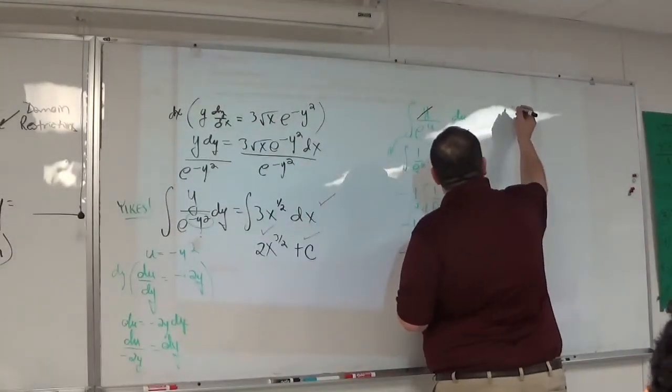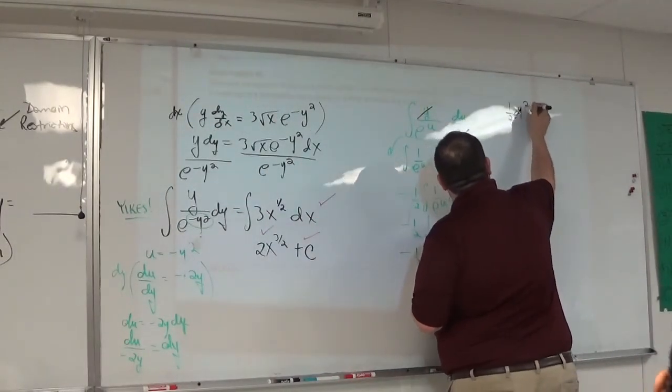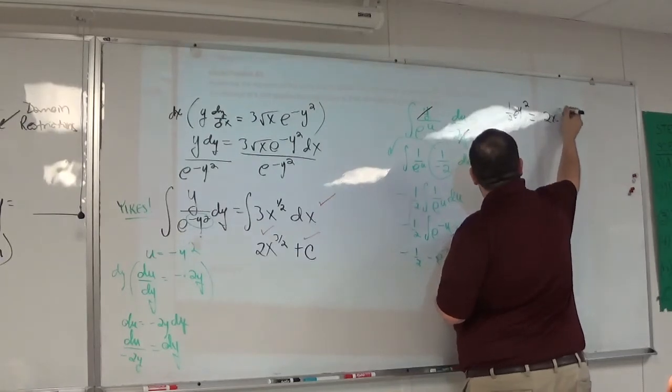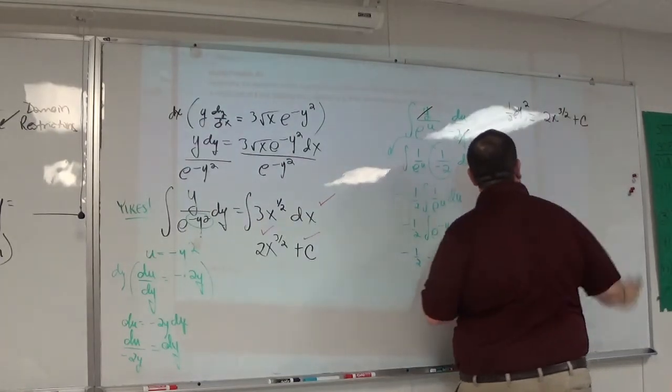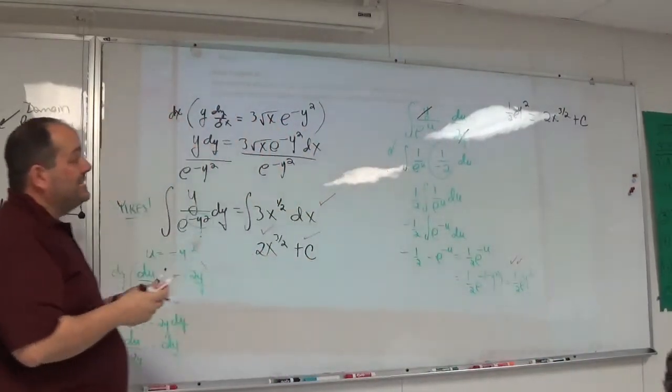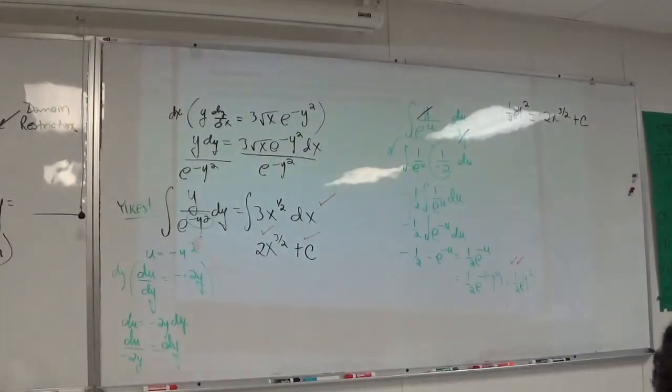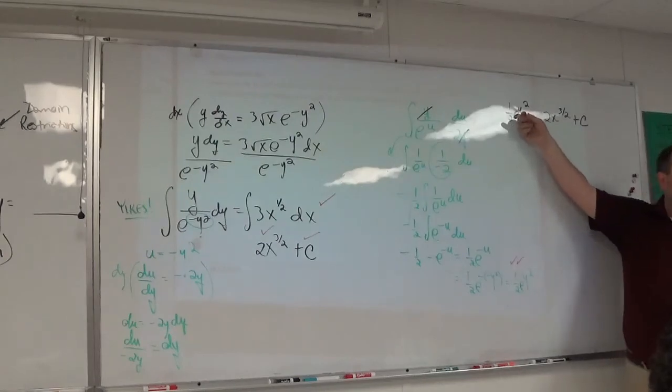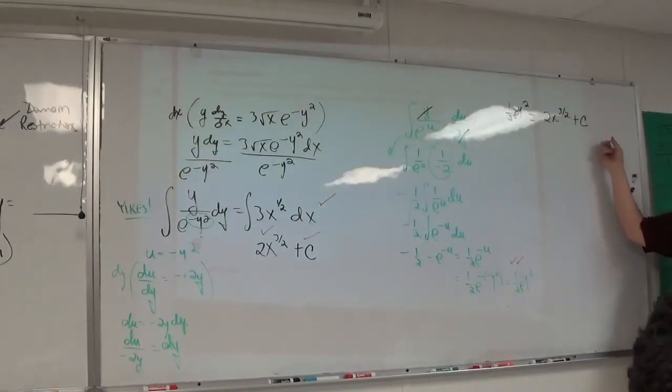It's true. So now we're at the point 1/2 e to the y squared equals 2x to the 3/2 plus c. We've only got 2 minutes left. The good news is you've done all the hard stuff. I swear to you, all the hard stuff is done. What's left? We got to solve for y. We've got to solve for c.